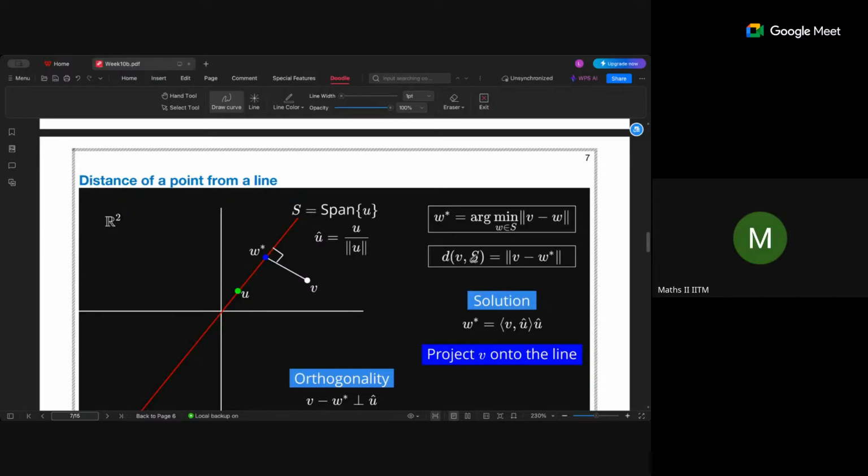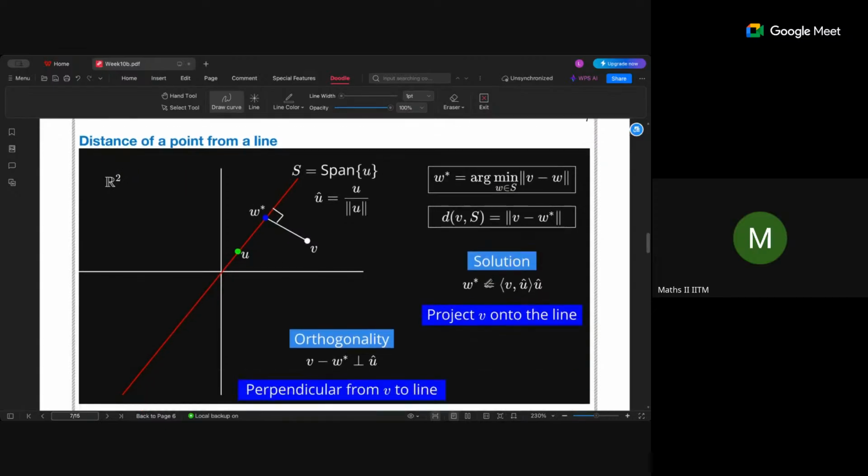So what is d of v comma s? It is the norm of v minus w star. The distance between v and s is the norm of v minus w star. Okay, so now how to find w star? We know that w star is simply obtained by taking the inner product. Yes, that's all.